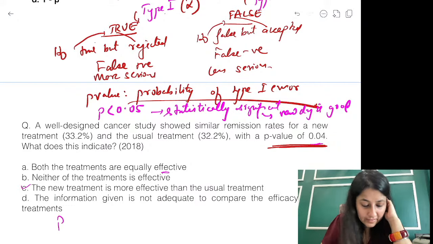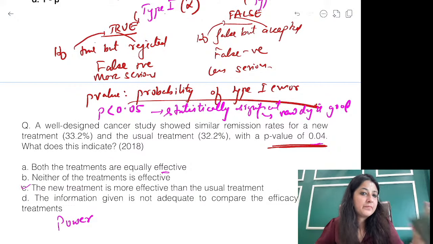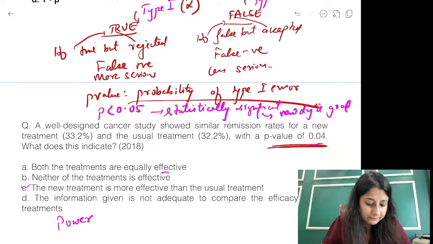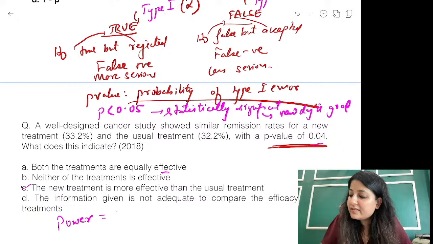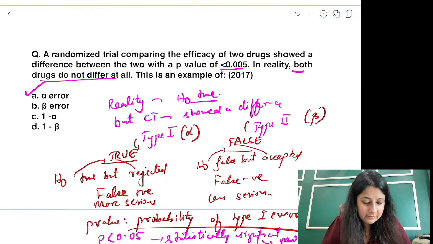Clear? What is power? What is the power of the test? Power is equal to 1 minus beta. Okay. Power is 1 minus beta. Clear?